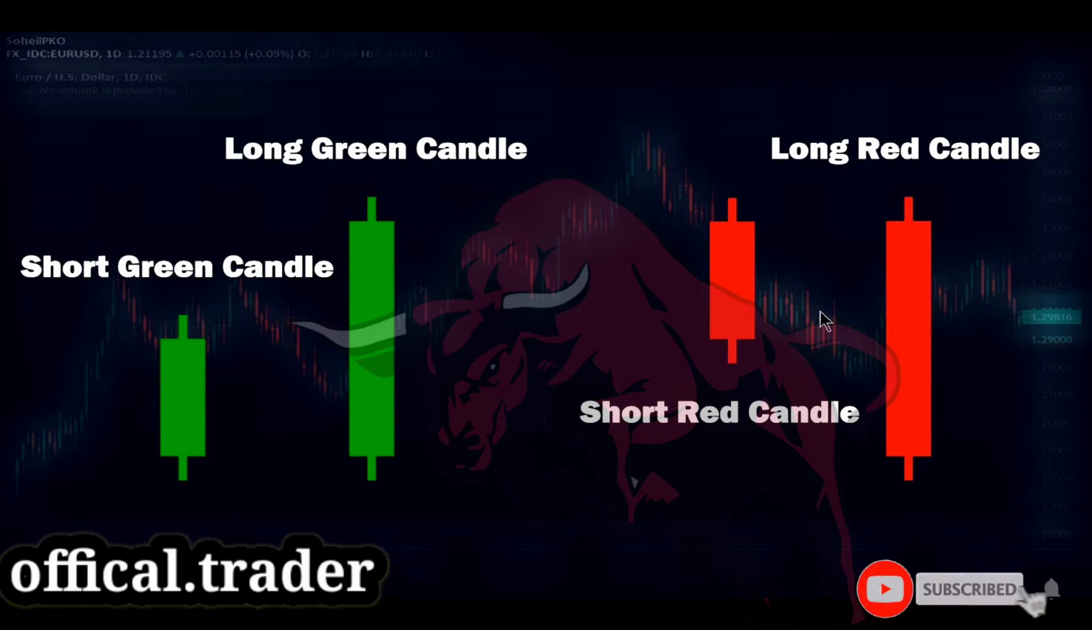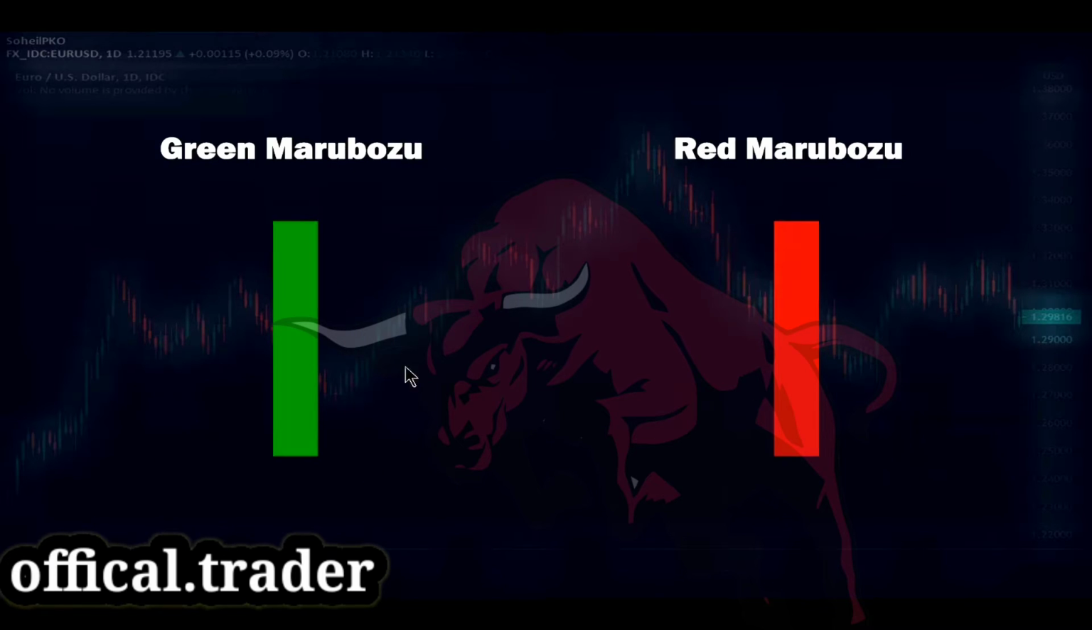The same is true of red candles. The longer red candle is more bearish, and it shows that sellers more aggressively pushed the price down in that time period compared to the shorter red candle. And if there are no shadows and we have only a body, it's called Marubozu. Marubozu is a Japanese word meaning shaved head or bald head.